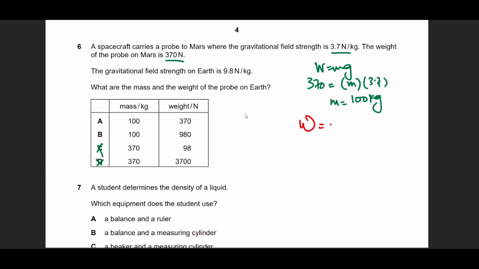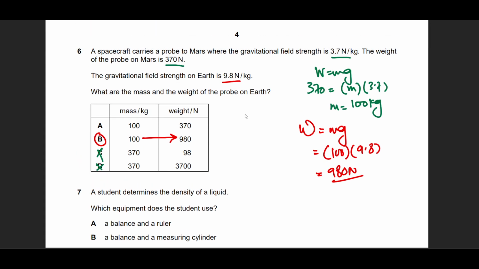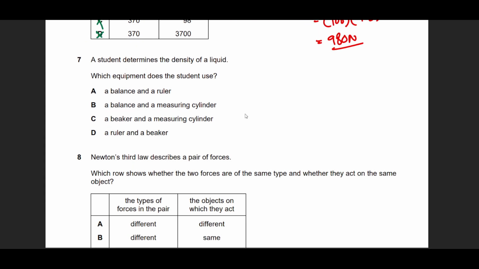When you move to Earth, you use W equals mg again. Mass does not change, we understand that, and the value of g on Earth is 9.8. So this is going to come out as 980 newtons. Although, of course, we could have quickly seen that this is going to be the answer, for those who are unable to understand this, I've solved this as well.